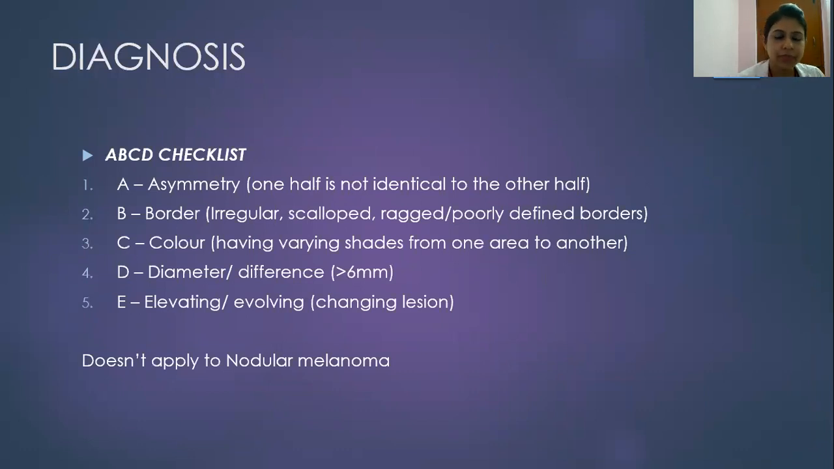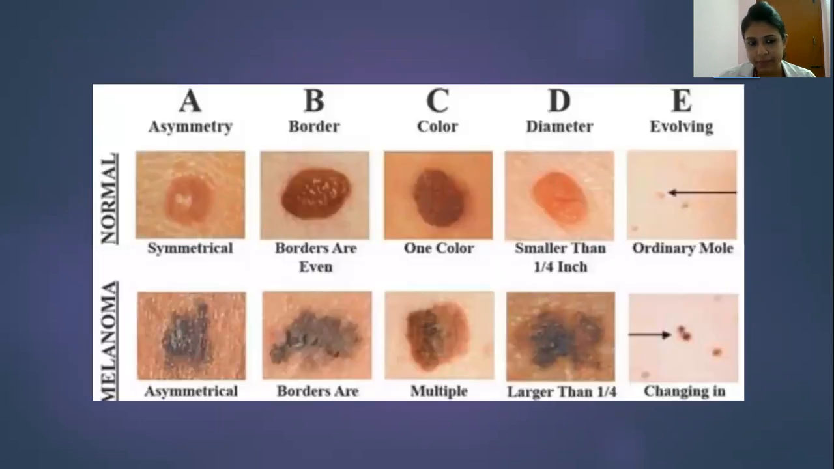Now, how do you diagnose melanoma? We have the ABCDE checklist. A is for asymmetry, which means one half of the lesion is not identical to the other half. B is border. The border is irregular, scalloped, or poorly defined. C is color, that is, there are different shades of color from one area to another. D is diameter, which is more than 6 mm. E is evolving, that is, a changing lesion. But these criteria will not be applicable for the nodular type.